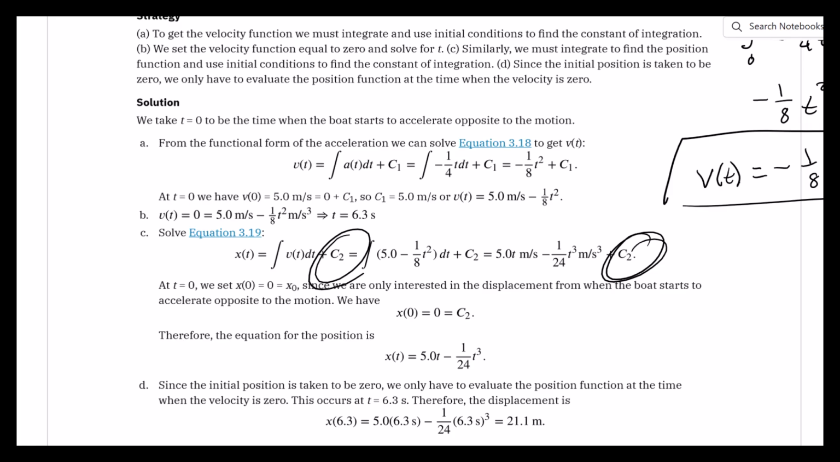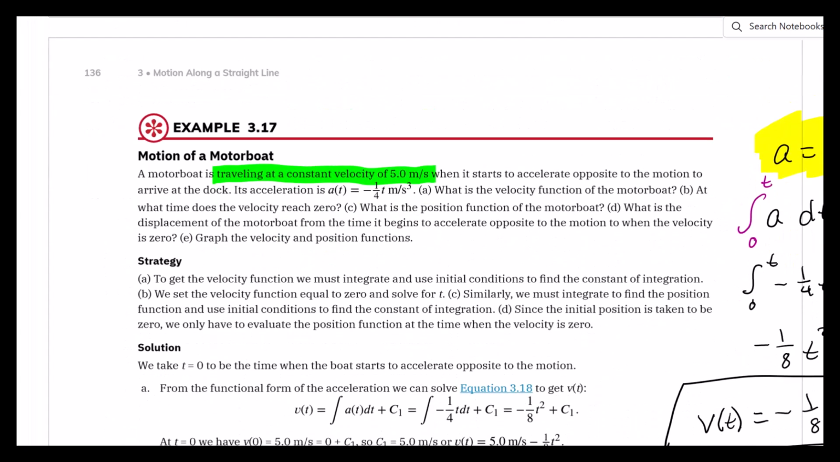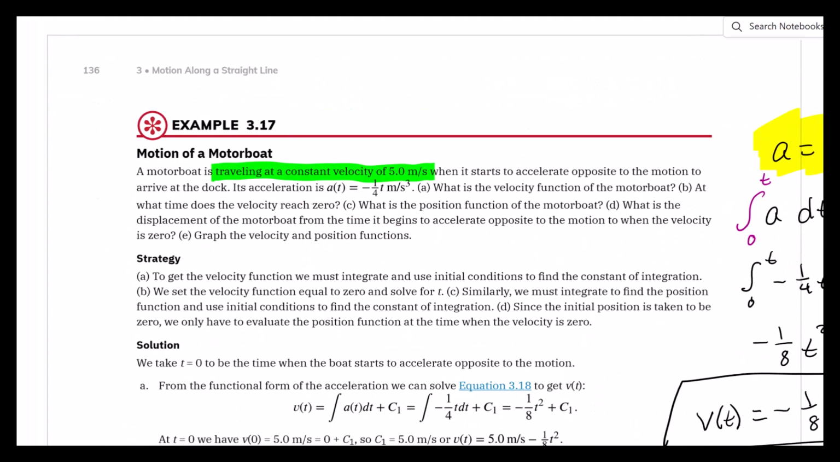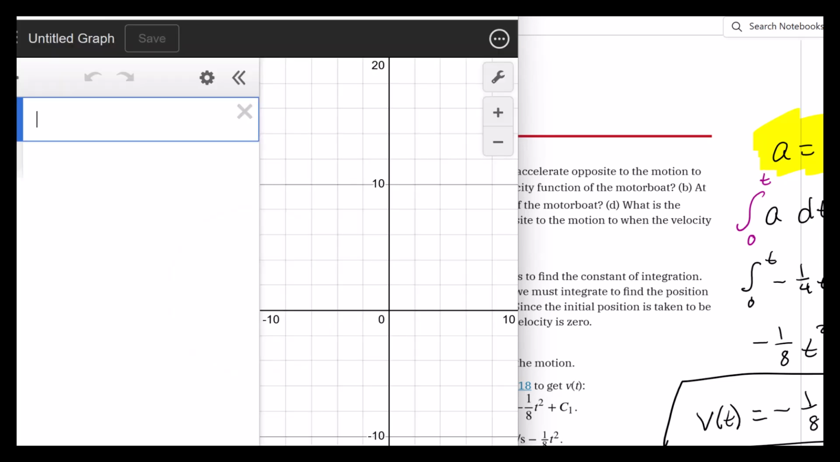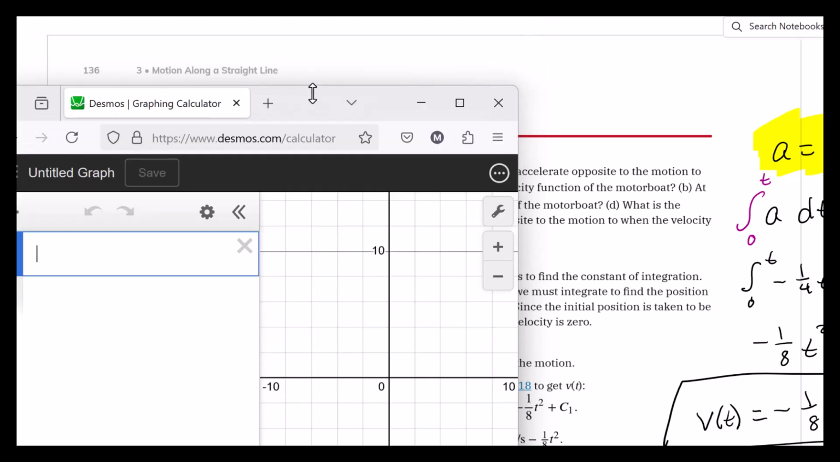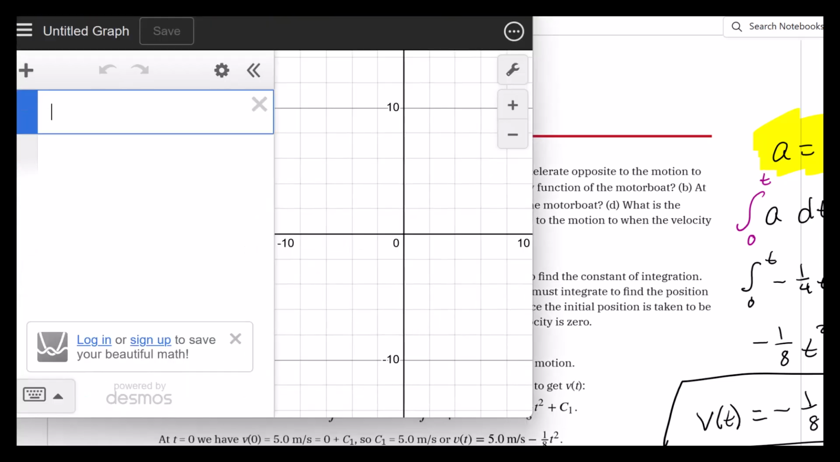All right, and then finally, let's graph the velocity and position functions. I'm going to go ahead and do that on Desmos just because I feel like that's going to give me a prettier graph that I can actually make more sense of. Desmos, beautiful free math, open graphing calculator.